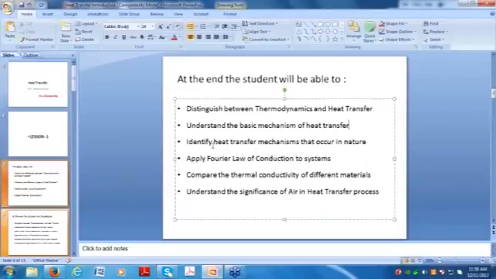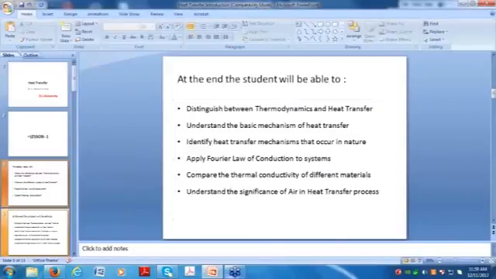The three basic mechanisms of heat transfer, conduction, convection and radiation, we have seen, and the Fourier law of conduction, where the heat flux is directly proportional to the negative temperature gradient, which results in the equation Q equal to minus K A dT by dx, is covered. Different thermal conductivities of different materials are also seen, and we have identified that air, because of its poor heat transfer, can be used as an insulator in all engineering purposes.